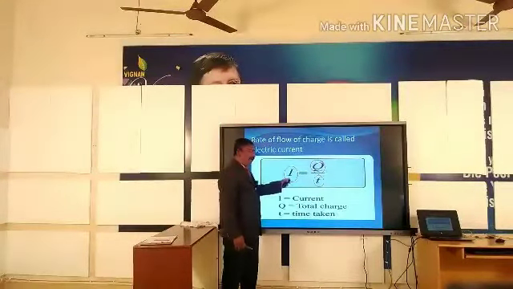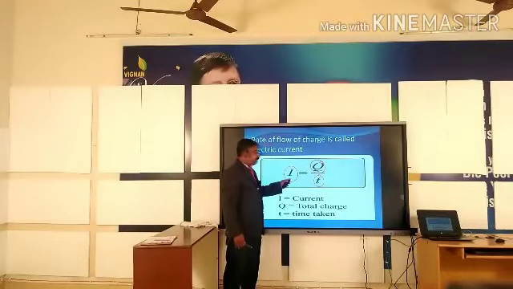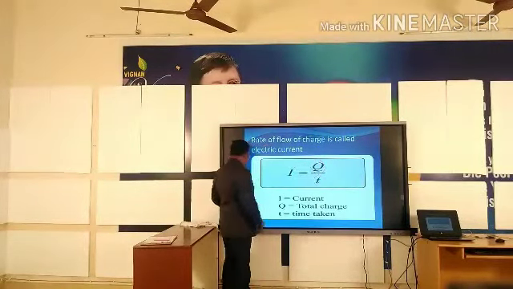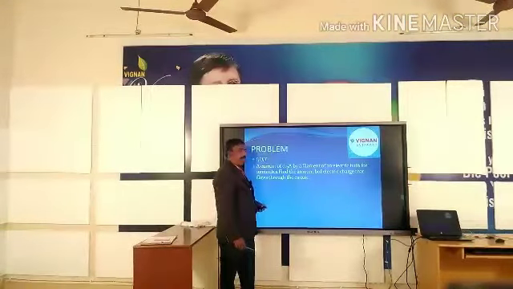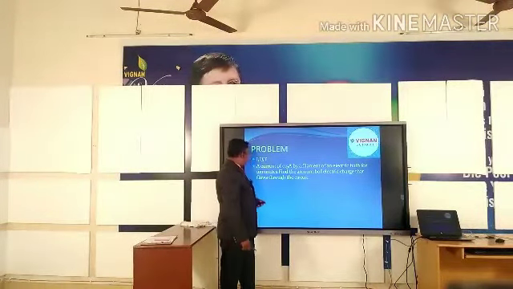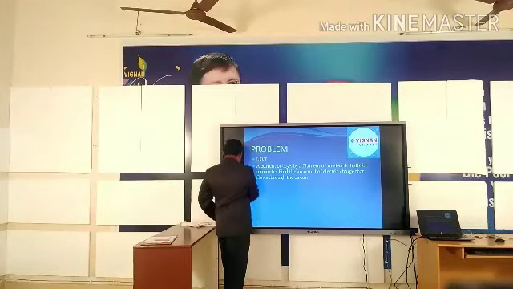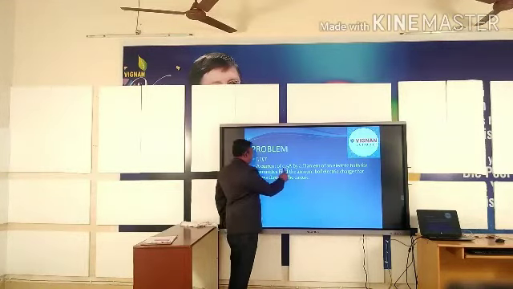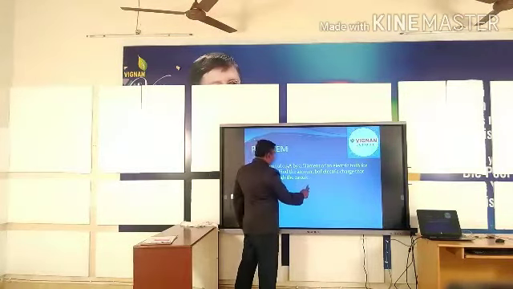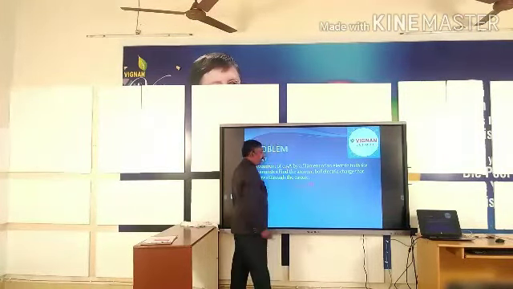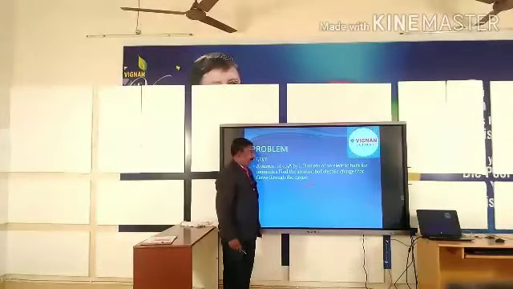So what is the formula we have learned to calculate the amount of electric current? I is equal to Q by T. Now let us see one simple example. In this, we have to see what details are given. Here they have given the details of current. How much they have given? Current is given as 0.5 amps.